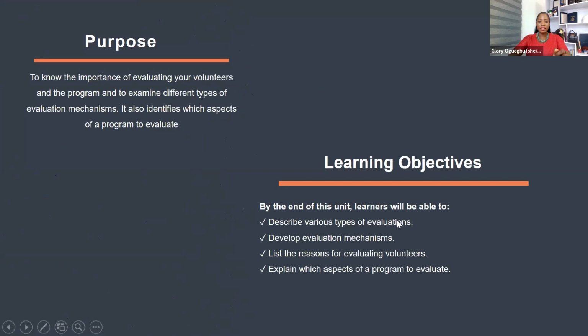Yes, you need to describe various types of evaluation. Look at it right there and develop your metrics, how you're going to evaluate, what are the steps you're going to look out for, and this and that, right? Which aspect do you evaluate? Is it the volunteers? Is it the program? Is it the community? Is it the beneficiaries? Like I told you about our cassava processing projects, we evaluated the entire project itself.